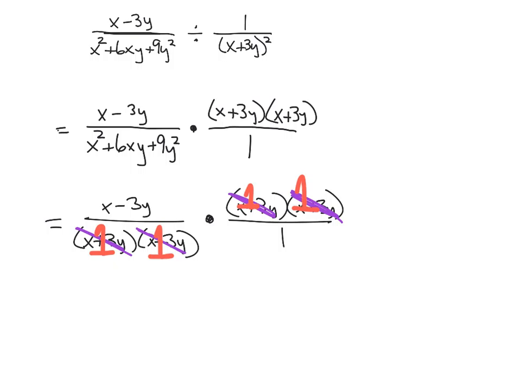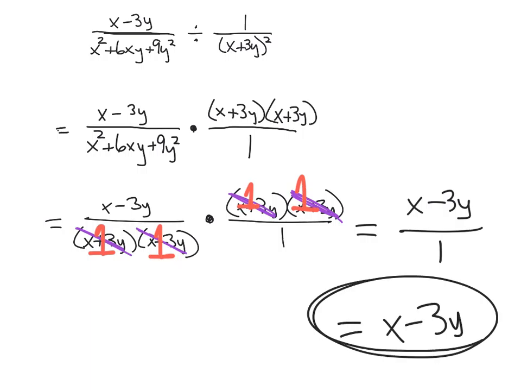And so what do we end up with? I'm going to do it in black. We end up with x minus 3y times 1. So that's just x minus 3y over, and then in our denominator, we have 1 times 1 times 1. Well, heck, that's just 1. So that means our expression in simplified form is x minus 3y.